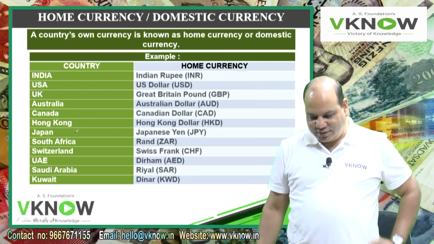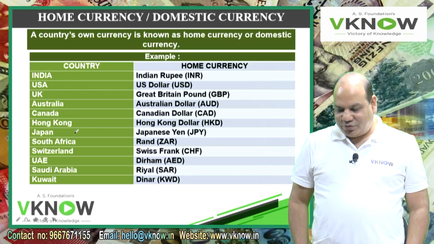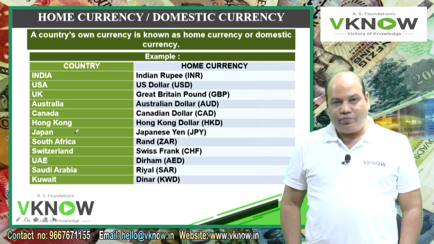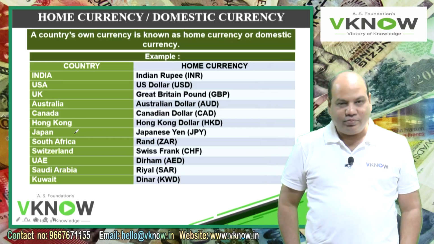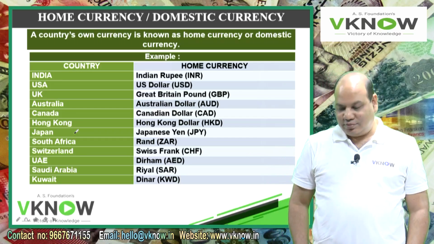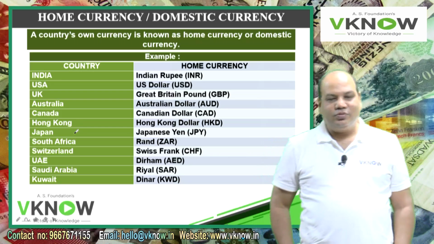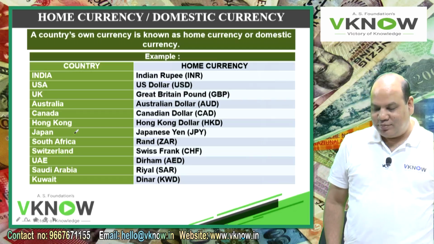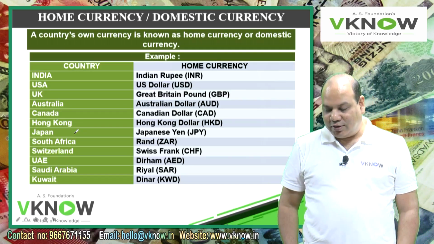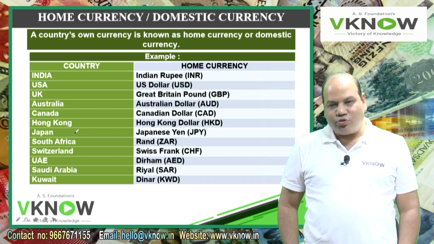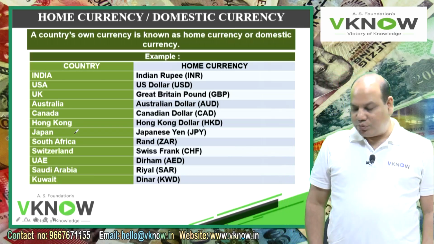So the answer is India, Indian rupee, INR. USA, US dollar, USD. UK, Great Britain pound, GBP. Australia is called Australian dollar, AUD. Canada is called Canadian dollar, CAD. Hong Kong is called Hong Kong dollar, HKD. Japan, Japanese yen, JPY. South Africa is called Rand, but while writing they write ZAR. Switzerland, Swiss franc, but while writing we'll write CHF. So when you see CHF in any question, it is the Swiss franc, currency of Switzerland.